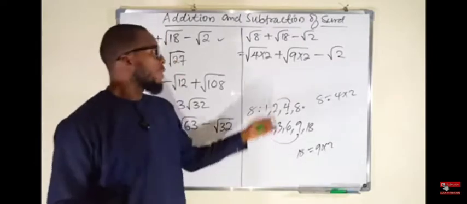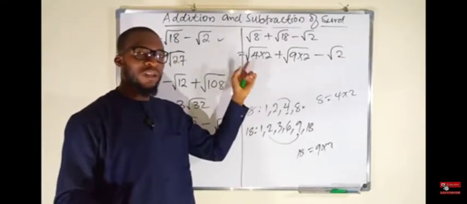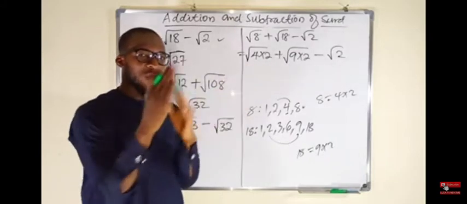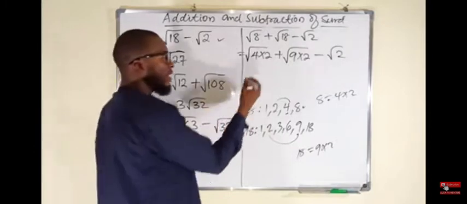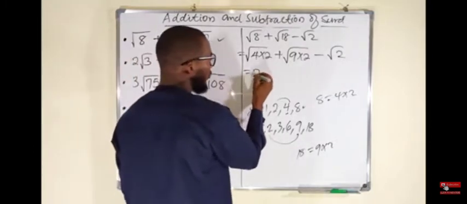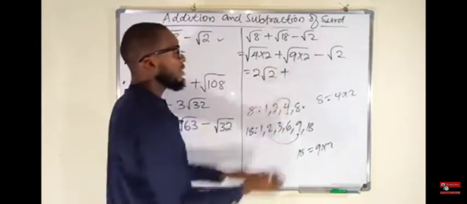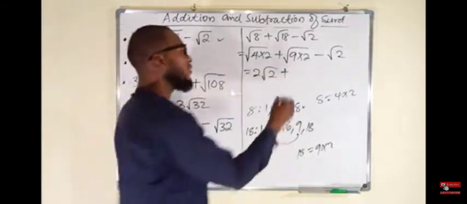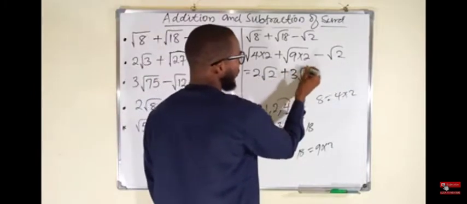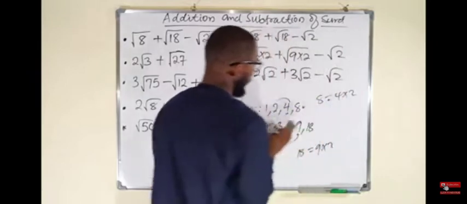From the rule, when you have 2 numbers multiplying one another under square root, you can take their square root independently. Square root of 4 is 2, so you can take out that 2 outside. We have 2 root 2. Plus 9 is the perfect square number here, so the square root of 9 is 3. You can bring it out as 3 root 2, and finally we have minus root 2.